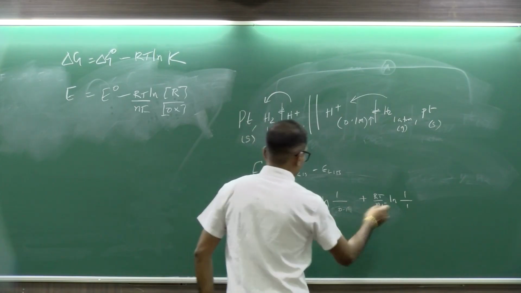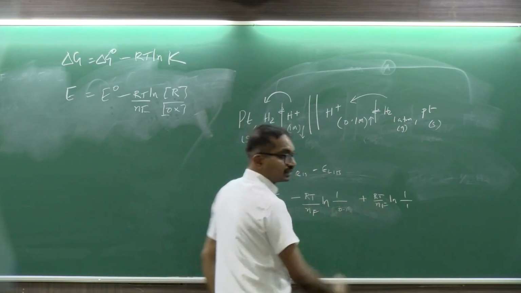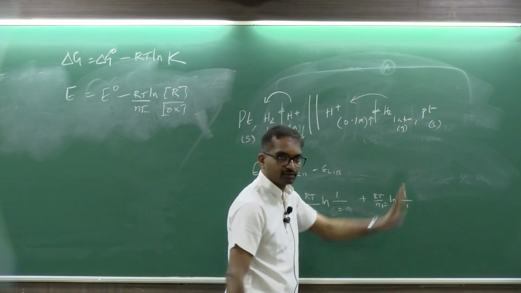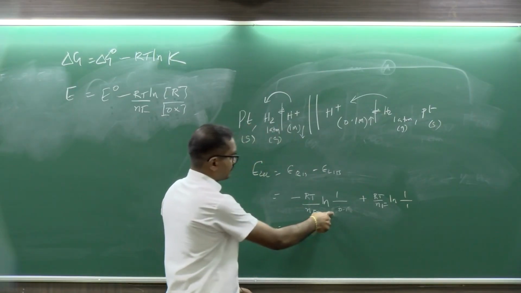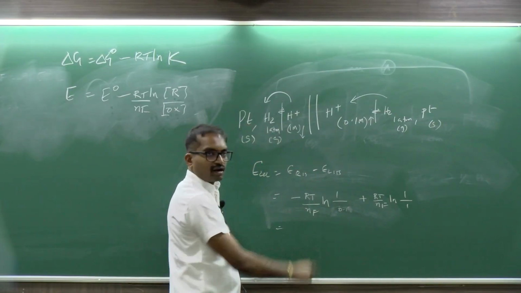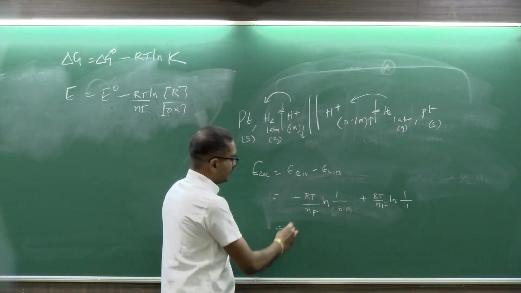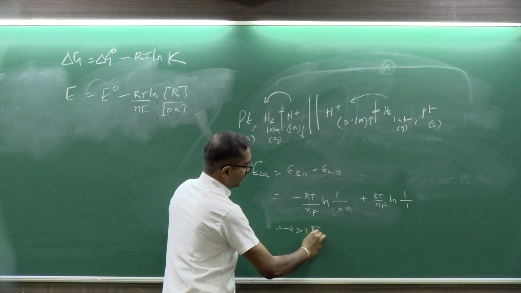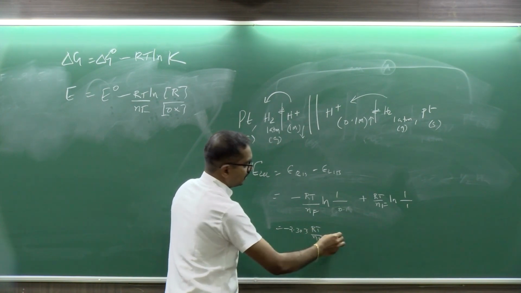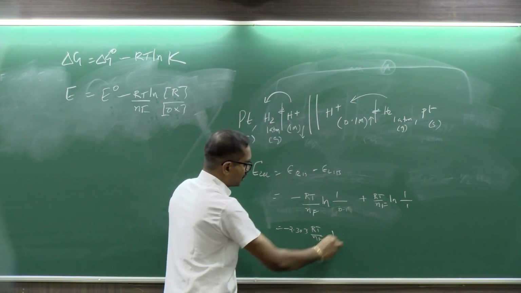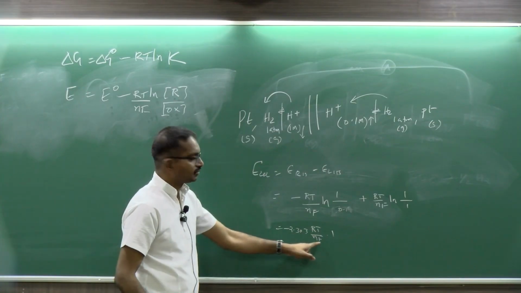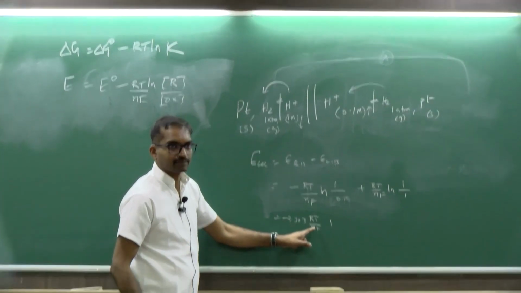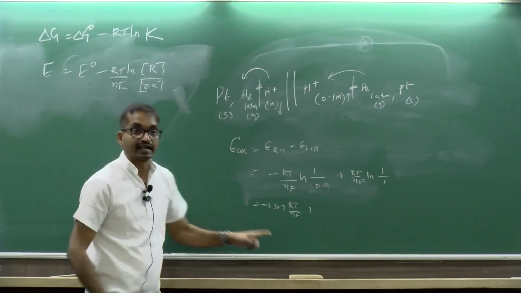Now let's work it out. ln 1 is how much? 0, so this term will be 0. Then I will have this, which will be some ln 10. Then it will be 2.303 RT by nF, and log 10 becomes 1. So all of these are positive numbers, they are constants basically. E cell is now negative.